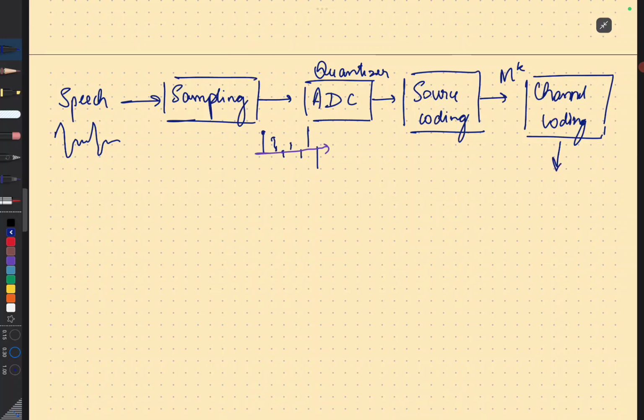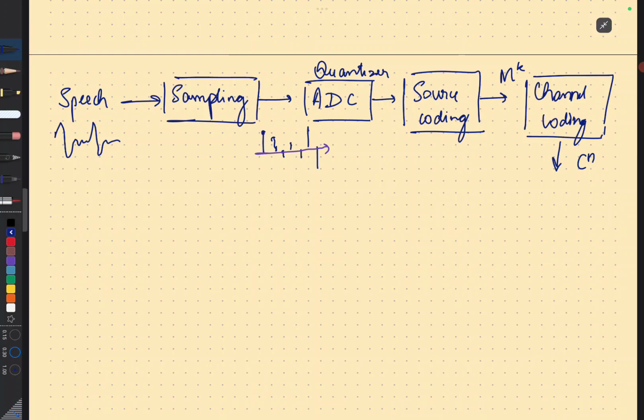So the output is, let me call this Cn. So it's a sequence of n symbols. Typically, if you take a standard cellular communication system, Cn will be a sequence of bits. All right, where this n, the number of bits n, is going to be larger than k. All right, so you have this channel coding block. Now up to this particular point, you've taken the speech signal, which is a continuous time signal, and then you got a sequence of n bits.